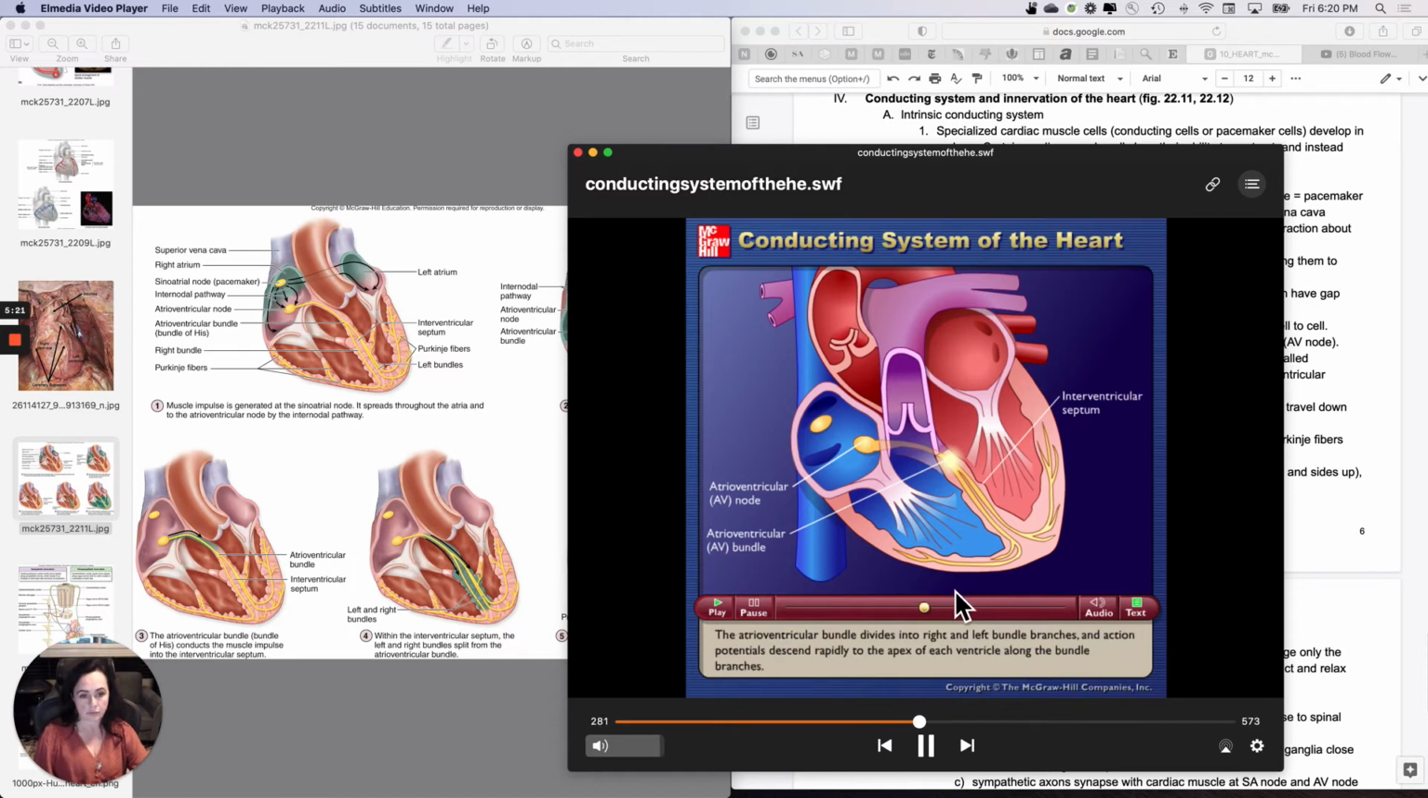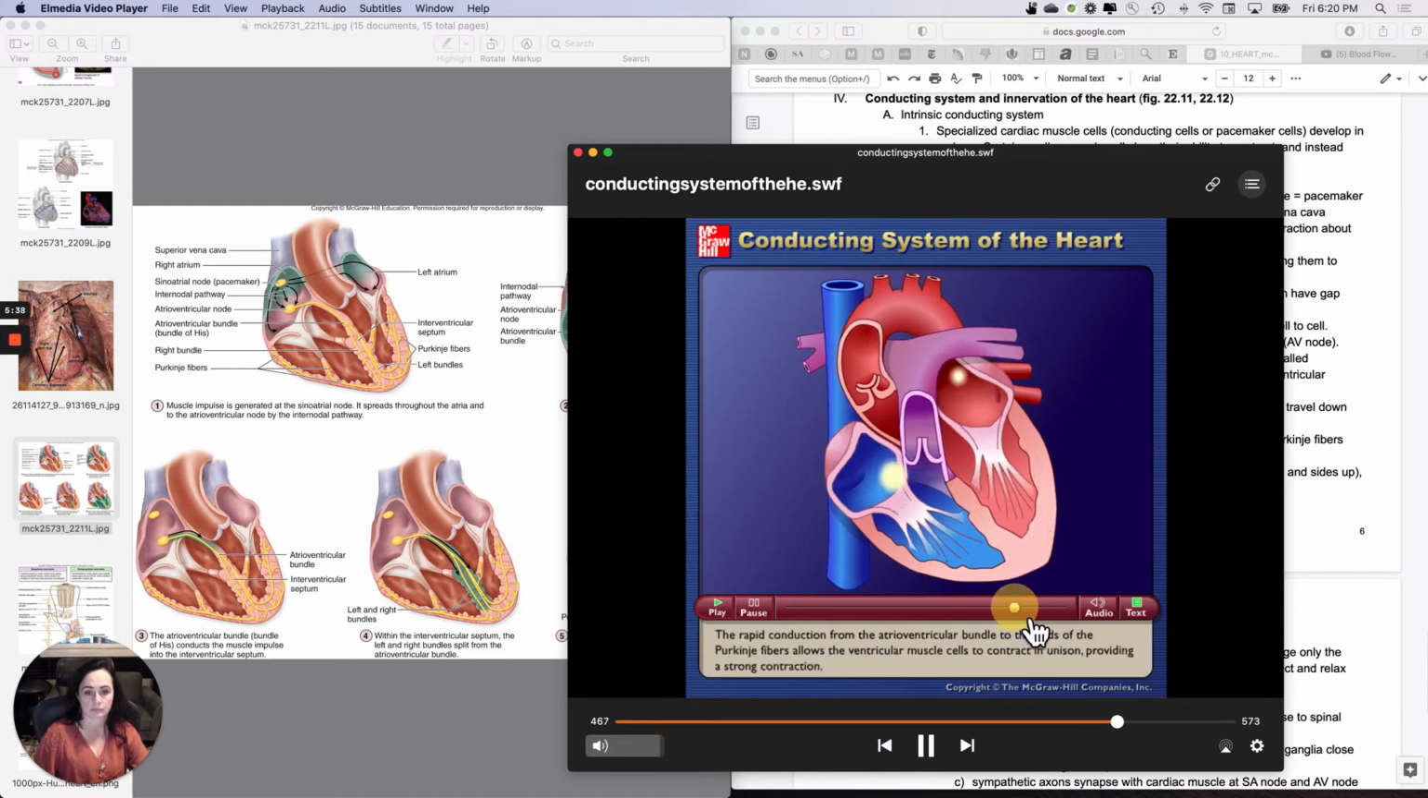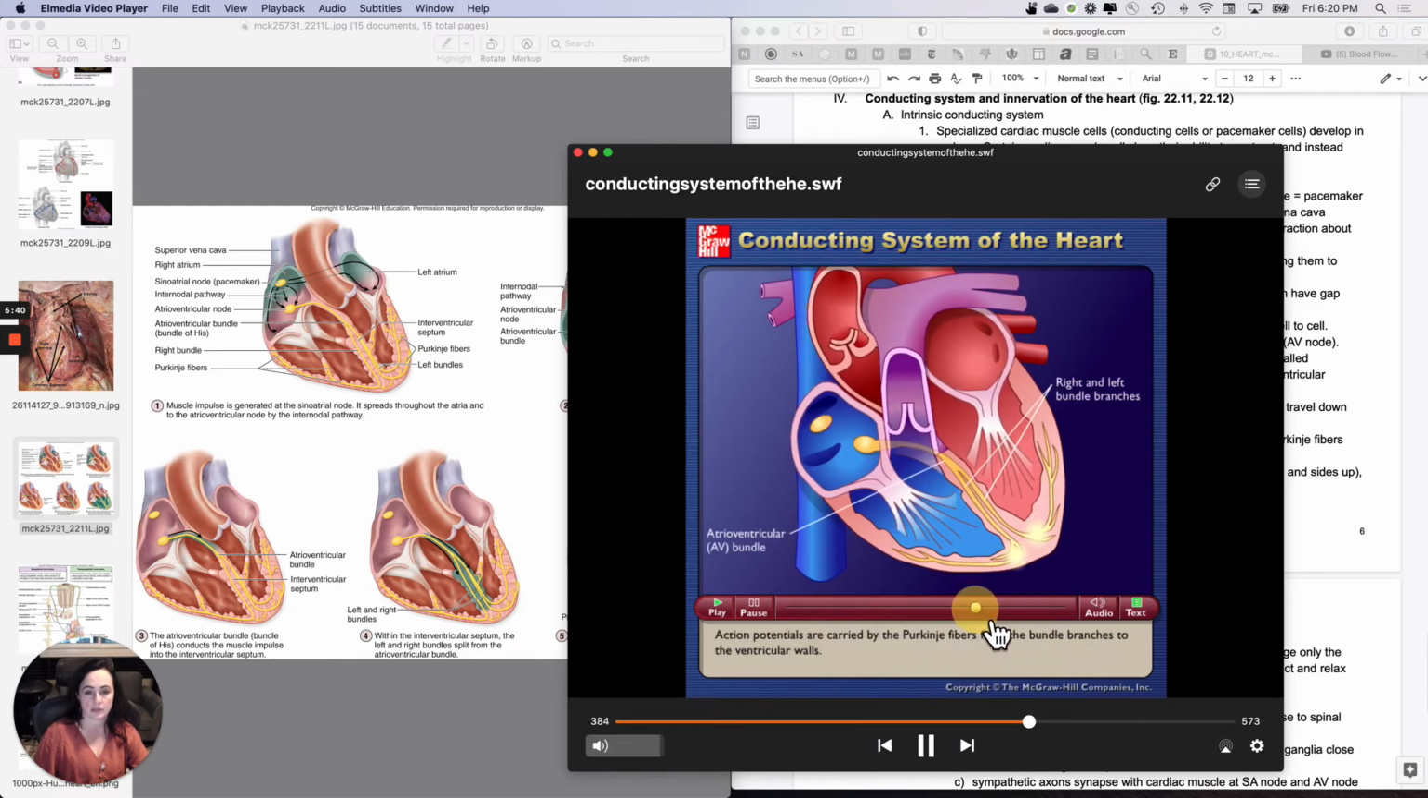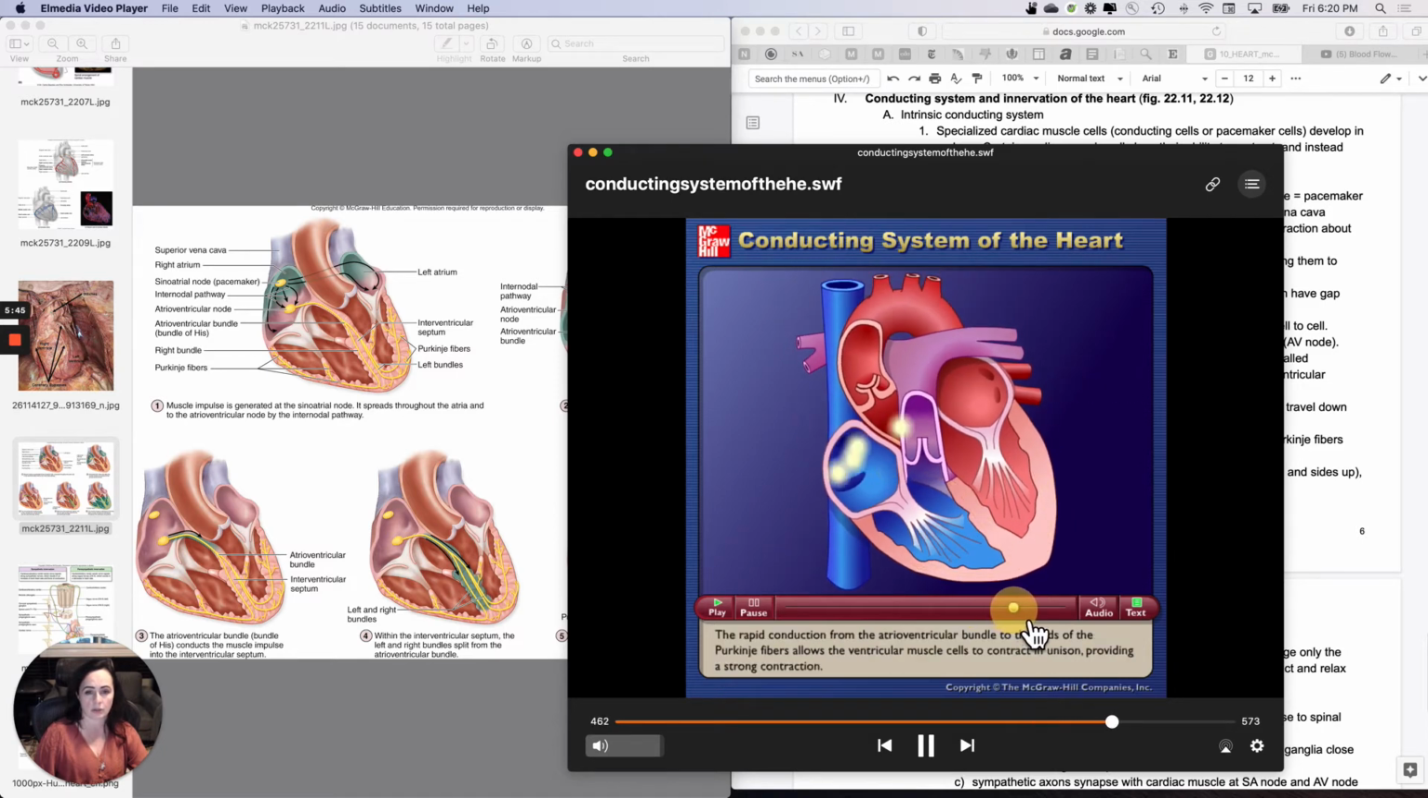Running down the interventricular septum, bundle branches, and then Purkinje fibers. So now let's see them at work. Okay, so it is going to go SA node, contraction, pause.